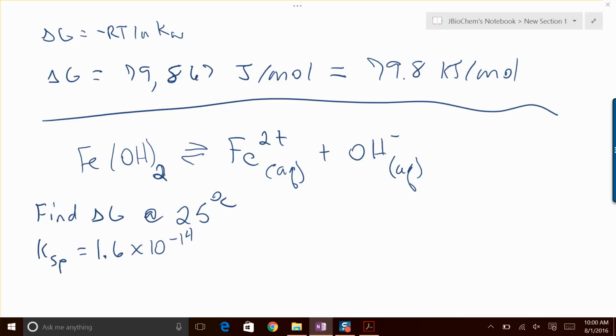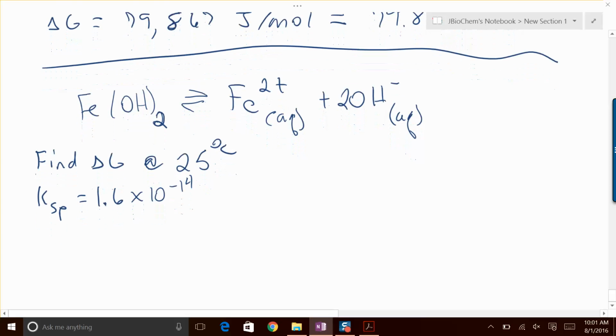Does that matter for delta G and all that? For this case, it doesn't really matter, but it could, because we'll see a question where it's going to. So we already have KSP. If we didn't have the KSP, then it would matter to figure that out. Good. Keep thinking like that, because the next questions will be more like that.